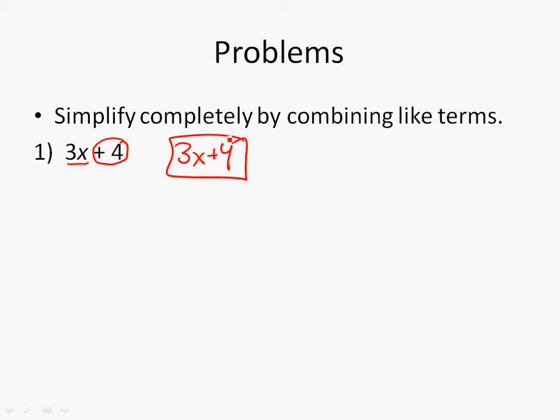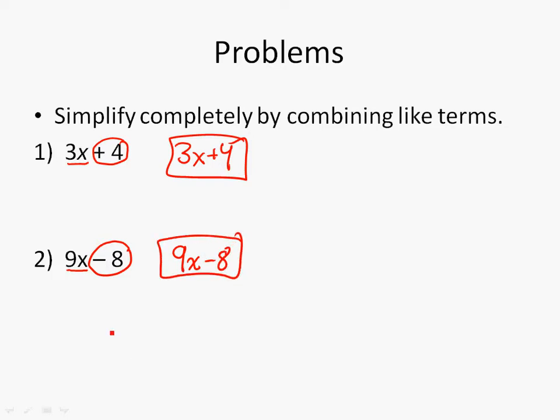Okay, let's do another one. 9x minus 8. So same thing. I have 9x and I don't see any other x's. Okay, negative 8, here's a constant. And I don't see any other constants. So this one's actually just like the one above. It's going to be 9x minus 8.